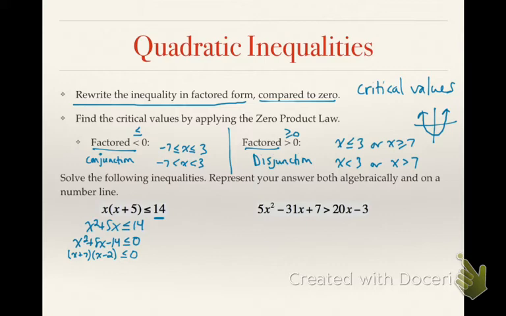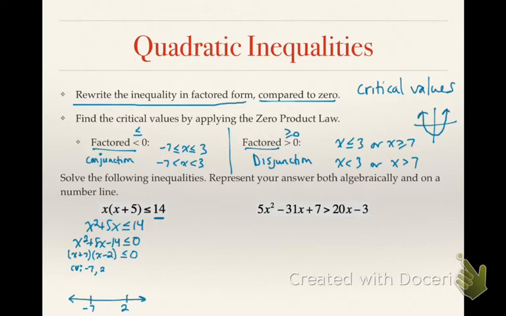And this gives me critical values of negative 7 and 2. Those would be the solutions to the equation if it were equal to 0, but here they're called critical values. Now what I want you to do is write your answer both on a number line and algebraically. On a number line, you can just go ahead and put the negative 7 and the 2. You don't have to worry about the specific units between them because we just want to indicate that.